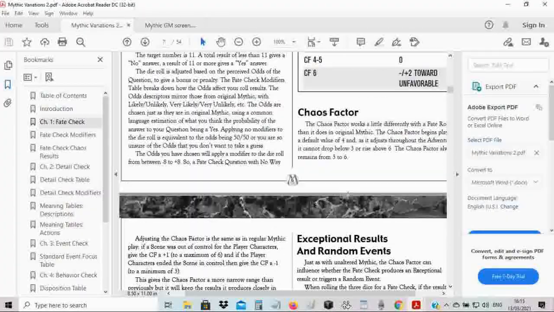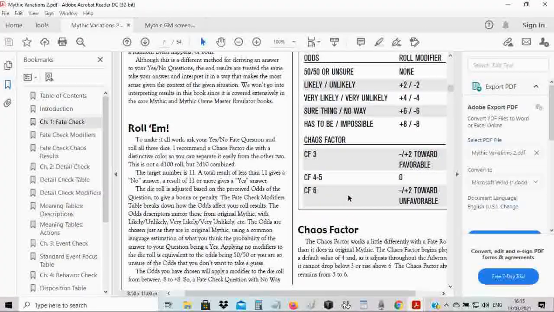Let's ask another question here. How about this? Is it night in the character's room? We'll say, sure thing, it's very likely. Plus 6. That's a huge bonus, plus 6. And we'll put the chaos factor.